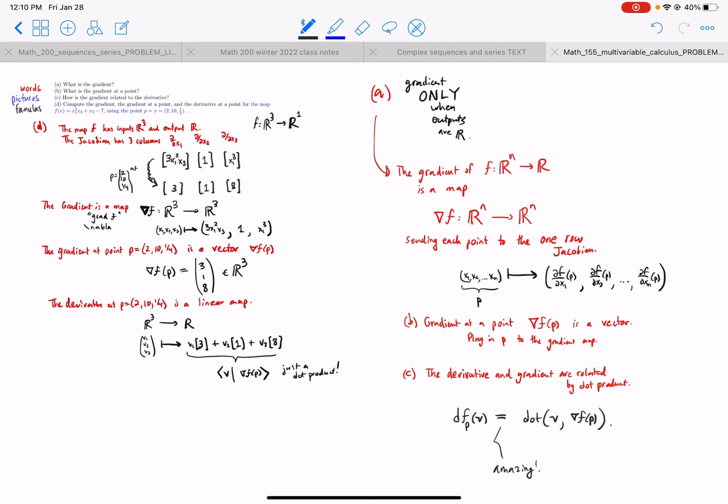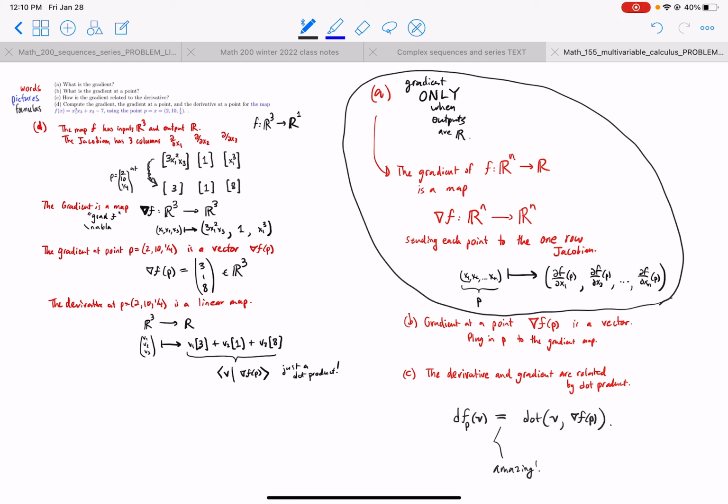Okay, so part A, the gradient is a map with the same input and output dimension always. It'll just have that the input space of the original map becomes the input and output space of the gradient. The gradient at a point is a vector. It's just the output. When you plug in a point to the gradient map, you get an output, and that output is a vector. Here is the vector 3, 1, 8.